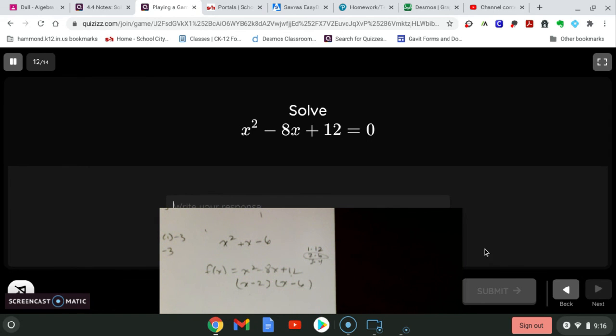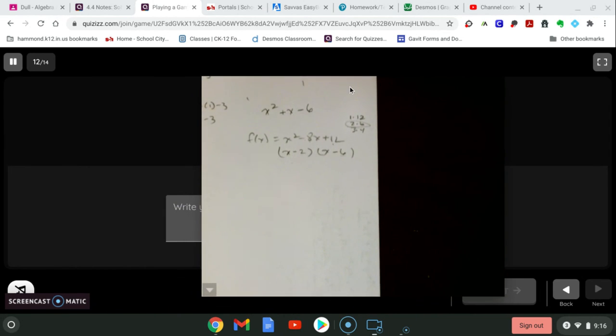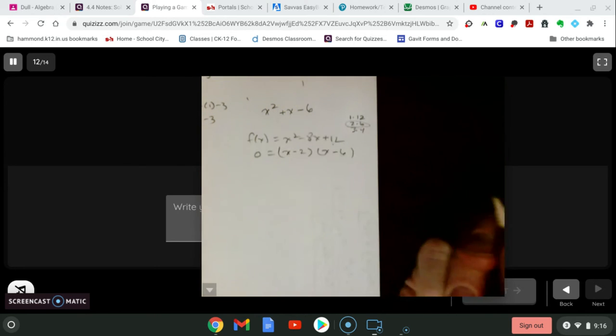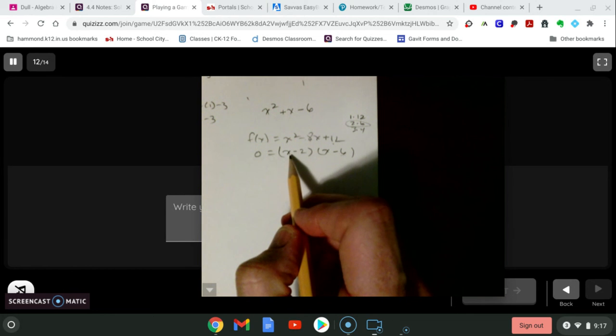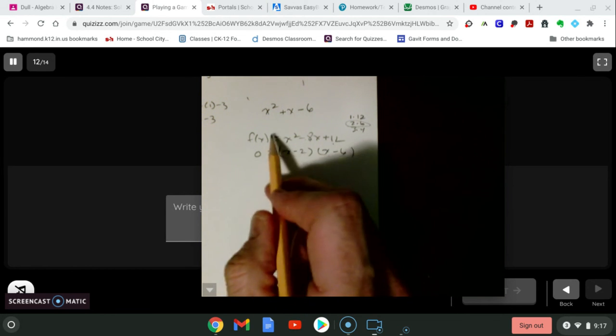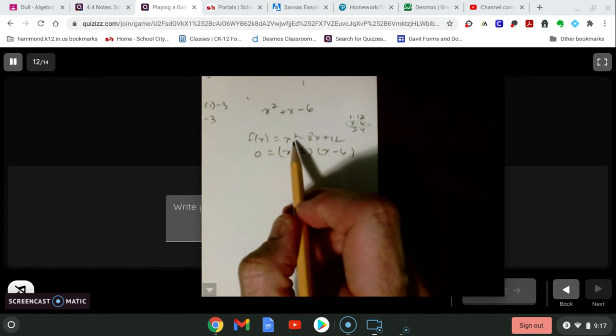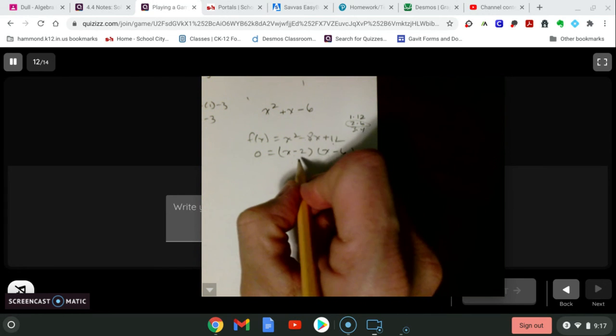So let's go one more step further. What if I asked you to solve this expression? So instead of 0 equals this, I'm going to write it in its factored form. X minus 2 times x minus 6 is exactly the same thing as this. All I did was write it in a different way. What do I get out of that?